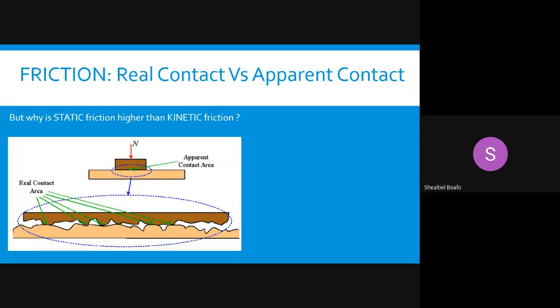Then we come to the real contact. The real contact is what we now see with the aid of a microscope. And that is what we are describing as the real contact. So do we get the difference between the apparent contact and the real contact now, clearly? How to define it and present it?